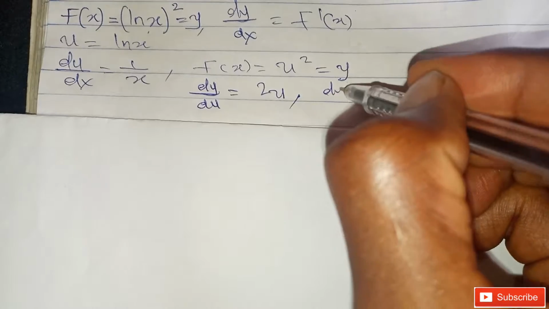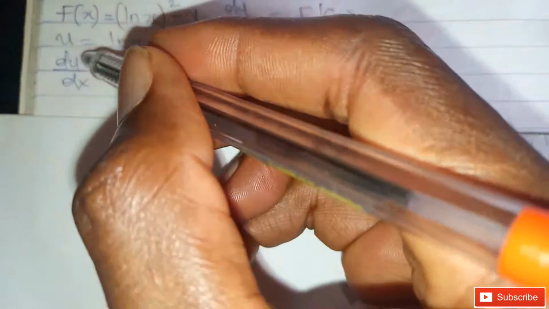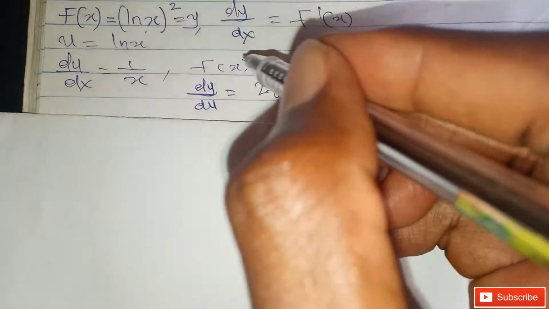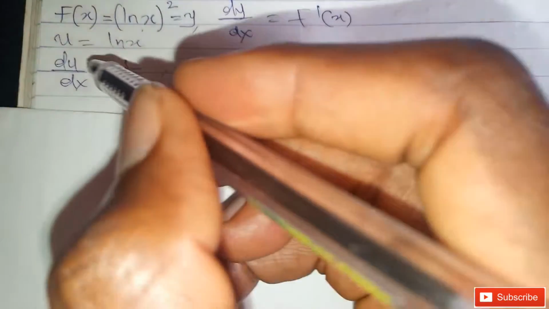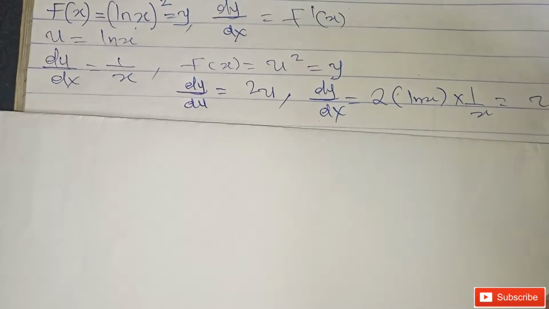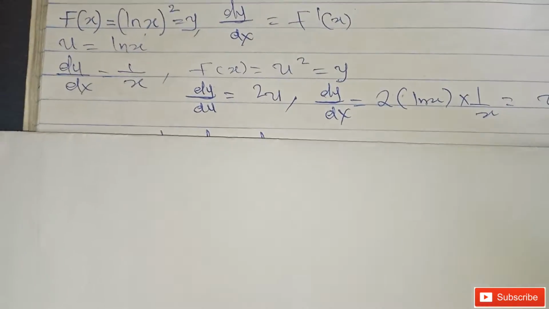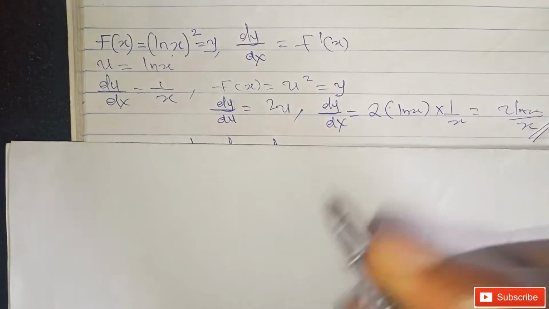Then dy/dx will simply be dy/du times du/dx. dy/du is just 2u. What is u? u is just ln x, right? 2u times 1 over x, which is simply 2 ln x over x. Okay, all right, that's it, 2 ln x over x.